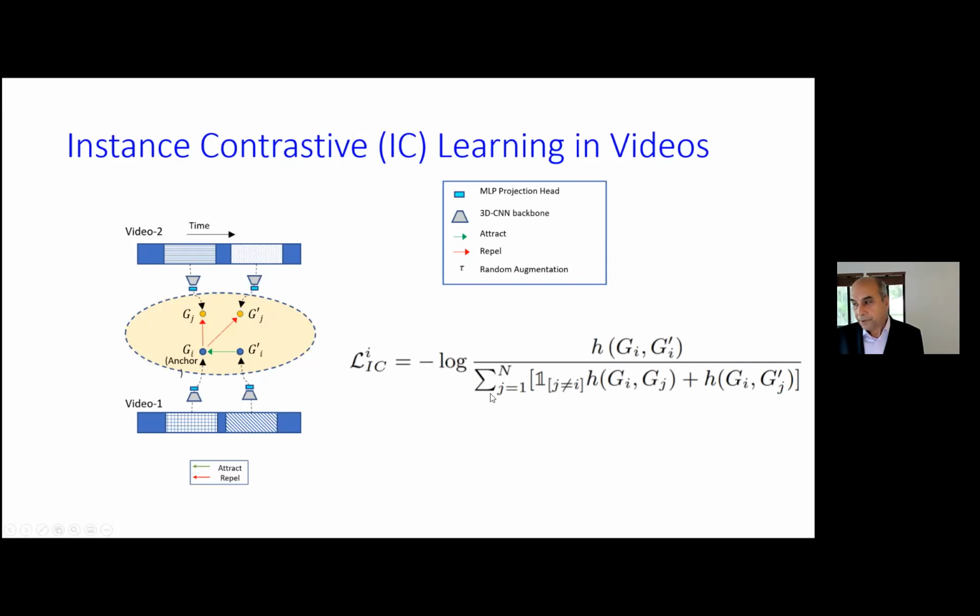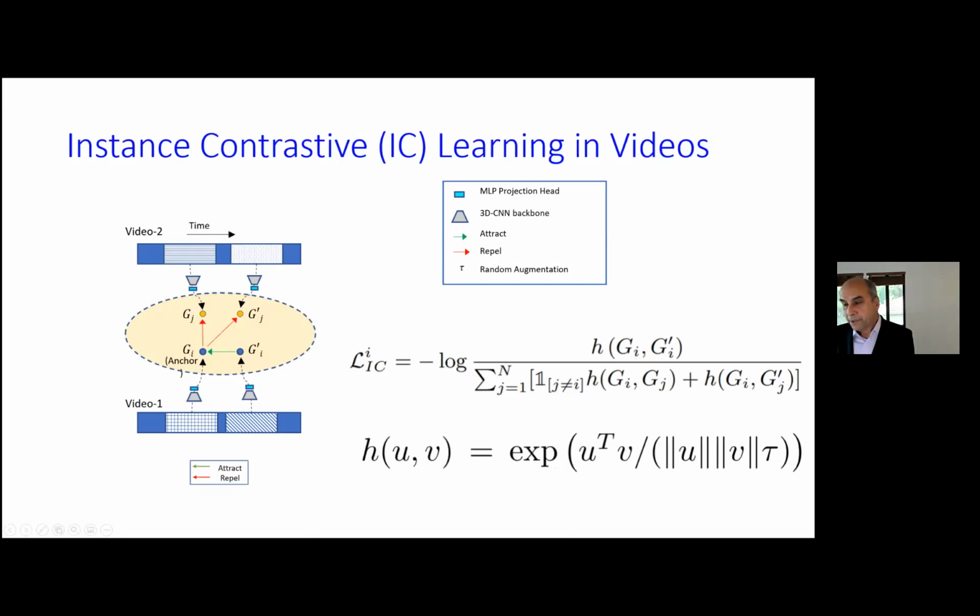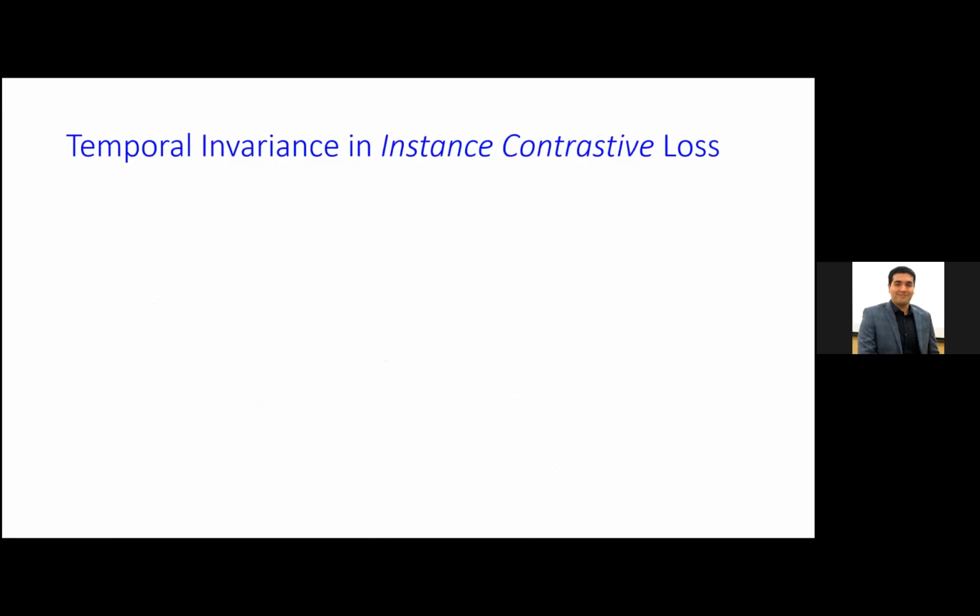So in this loss, g_i and g_i prime should be similar, and the rest of them, the red arrows, should be dissimilar. This is a cosine similarity, as we have been talking about before. So that is the instance contrastive loss for video and how we do it, and there are several methods which have used it.